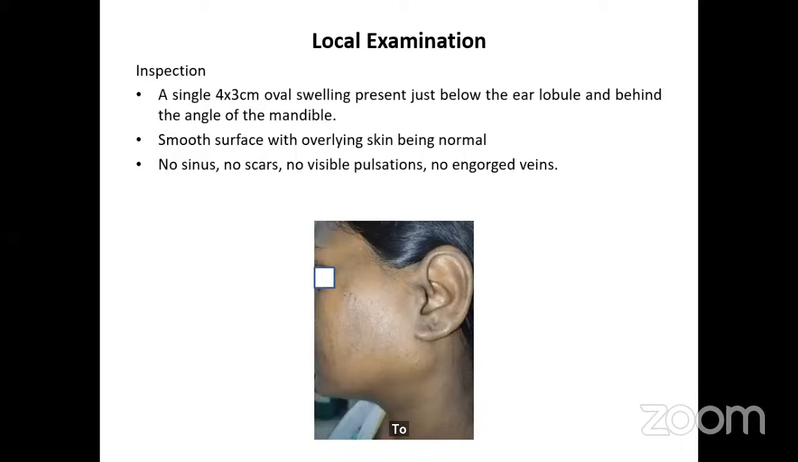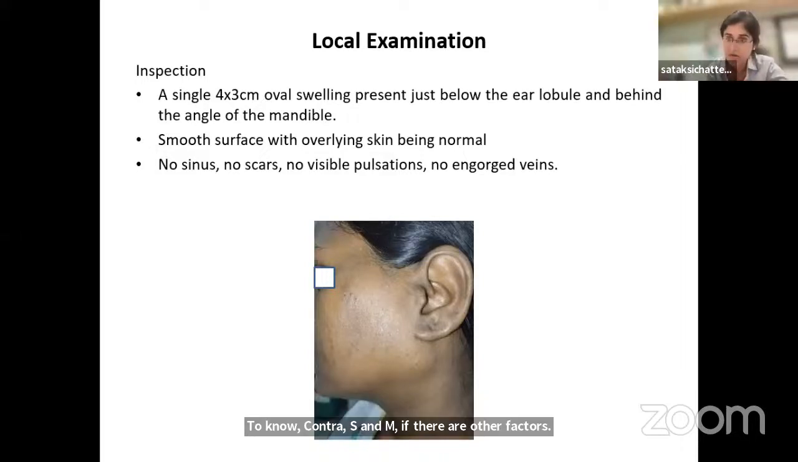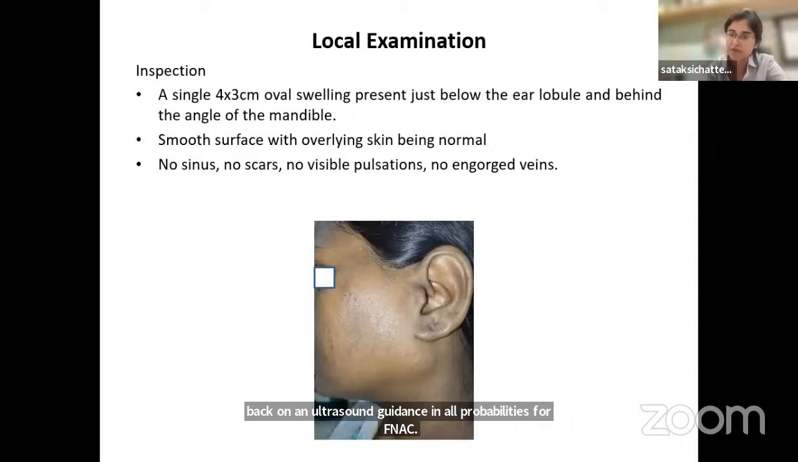Yes. So just to add on to what sir said, you may like to look up the ESMO guidelines if you want some more clarity on this. Your choice of investigation will entirely depend on your clinical history. If it's more towards anything malignant, with telltale signs, you still can go ahead with an MRI, but again, you will be back on an ultrasound guidance in all probabilities for FNAC. But if it's benign, the first choice of investigation is preferably an ultrasound.